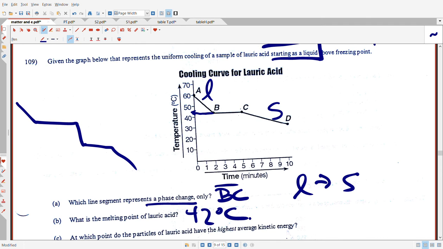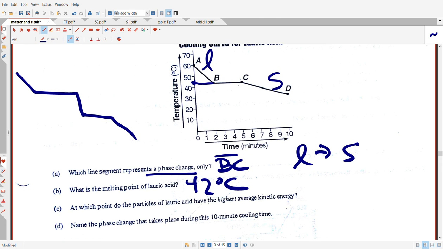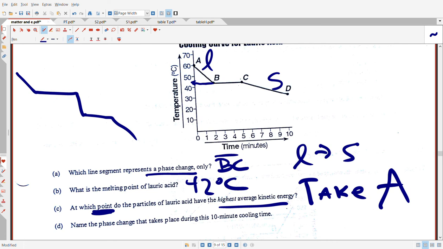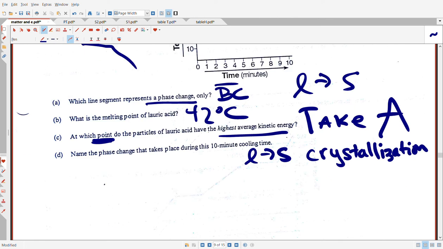Again, you could give or take a point or two and you'll still get credit for it. At which point do the particles have the highest average kinetic energy? Average kinetic energy means temperature, so it's point A. Name the phase change. Well, it's going from liquid to solid, so you could say crystallization, solidification. There's plenty of answers here that you could say.